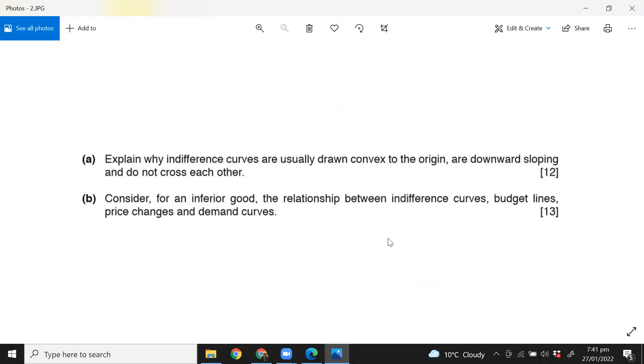origin, are downward sloping and do not cross each other. So why are indifference curves convex to the origin, which means they're bending towards the origin? Why are they downward sloping and why do they not cross each other? So that's the question. Students, have a look at this.